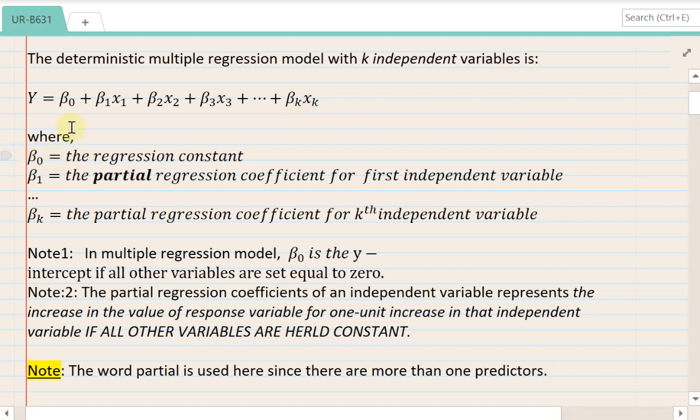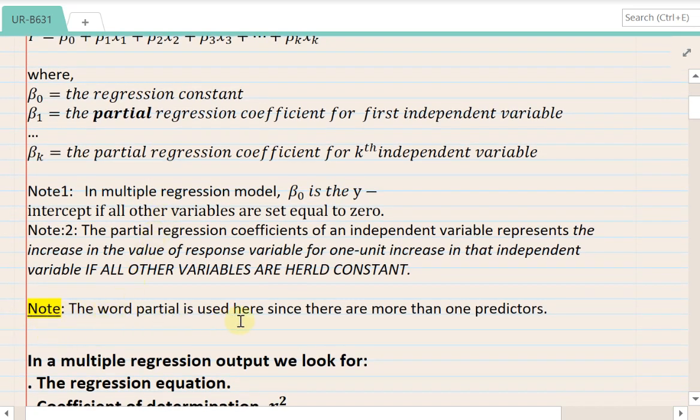Now beta 0 would be like the y-intercept. And of course, we don't have a line here. In the case where we have two independent variables, the response surface is going to be a flat surface. So the line turns into a surface in 3 dimensions. But beyond that, we really don't have a geometric interpretation of that. So here is a description of all of these betas. And again, I want to emphasize the partial regression coefficients. And why is it called partial? Because we have more than one predictor, and that is the reason it's called partial.